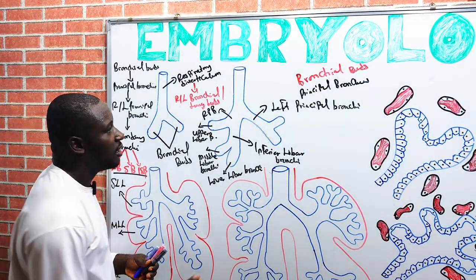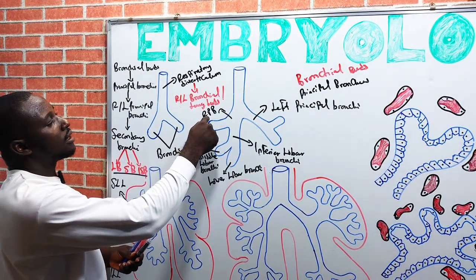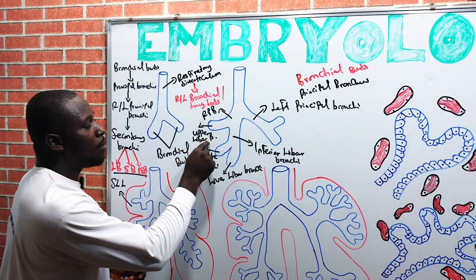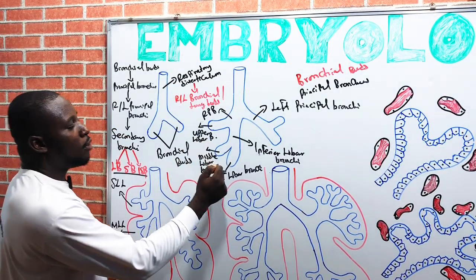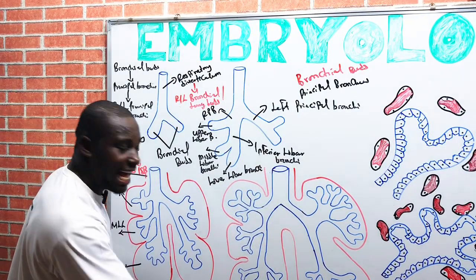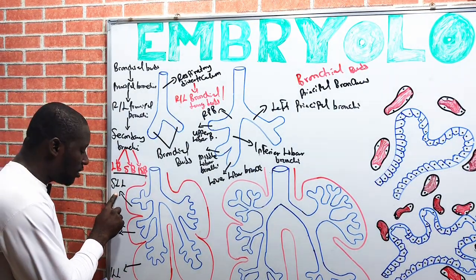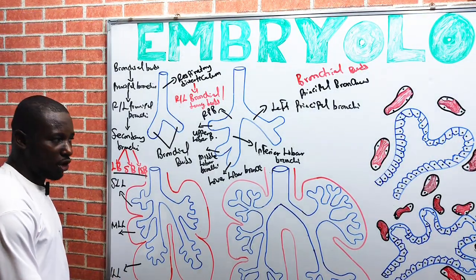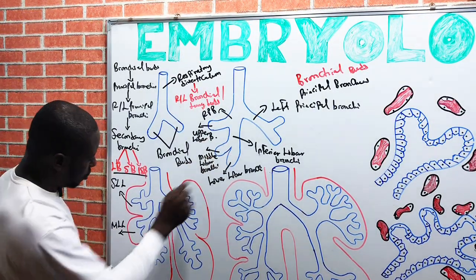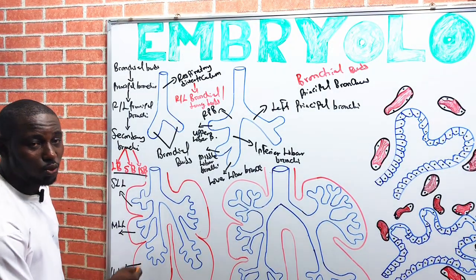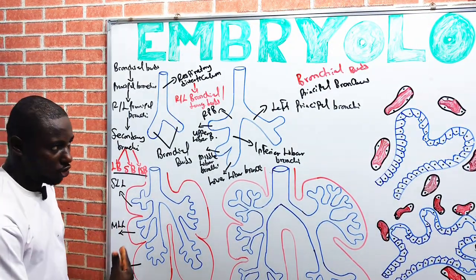That is to say that the right principal bronchi gives rise to the upper lobar bronchi, the middle lobar bronchi, and the lower lobar bronchi, which supply the superior lobe of the lungs, the middle lobe of the lungs, and the inferior lobe of the lungs. You can see these structures, right? Look at them here. They supply these lobes of the lungs.